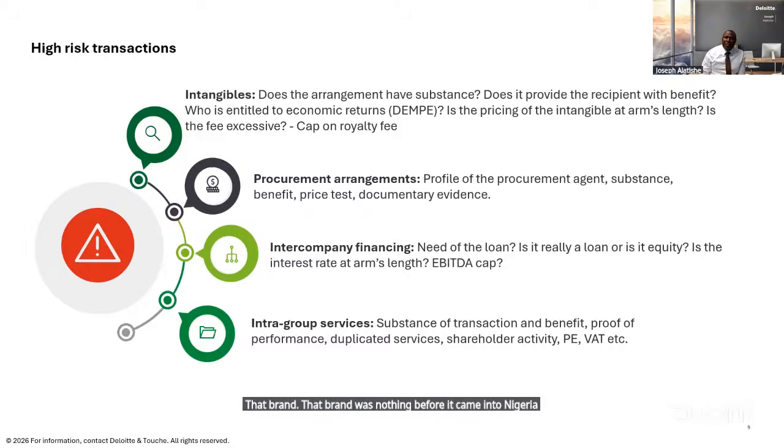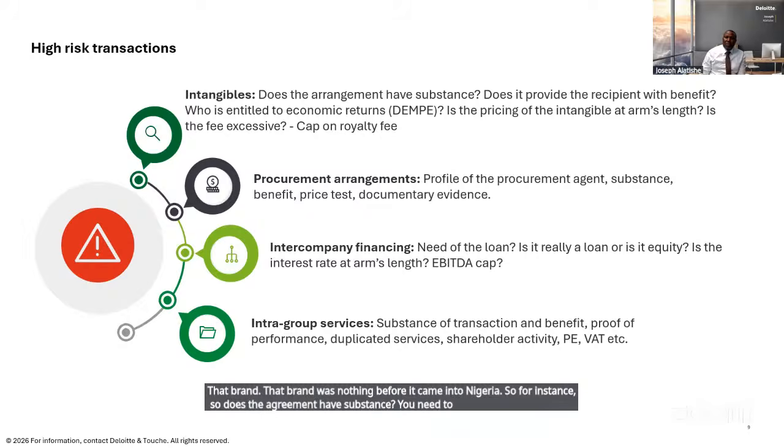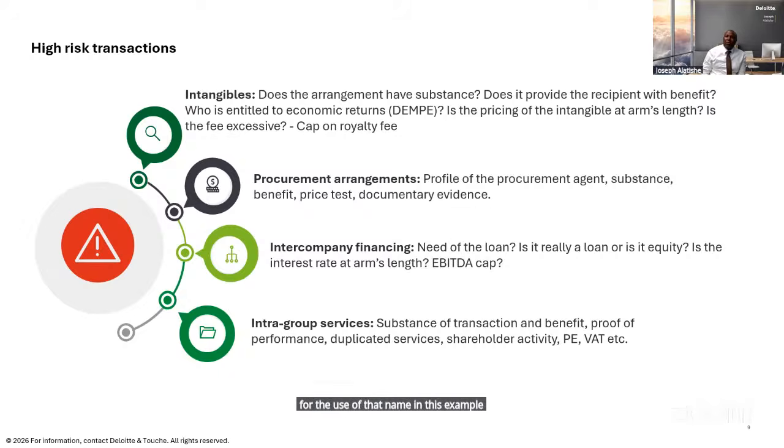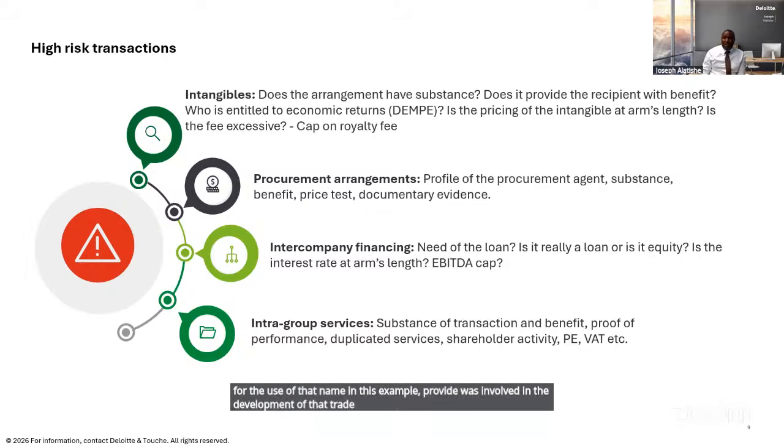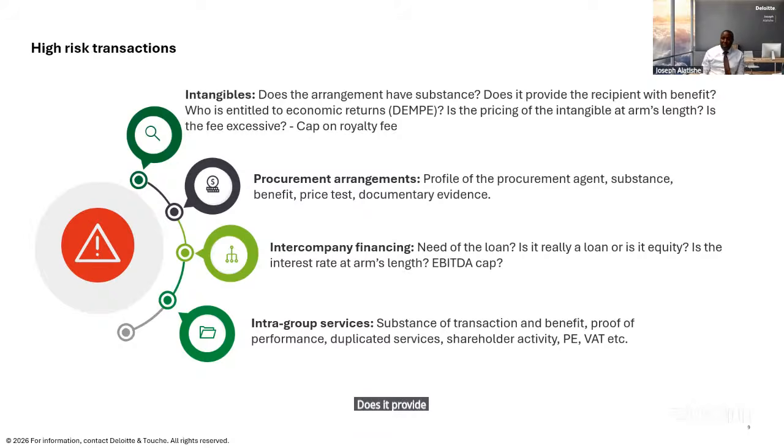So, for instance, does the agreement have substance? You need to be able to prove to the tax authority that the related party that is charging the Nigerian entity for the use of that name in this example was involved in the development of that trade name, was involved in its marketing and in getting it to where it is today. Does it provide the recipient with benefits?